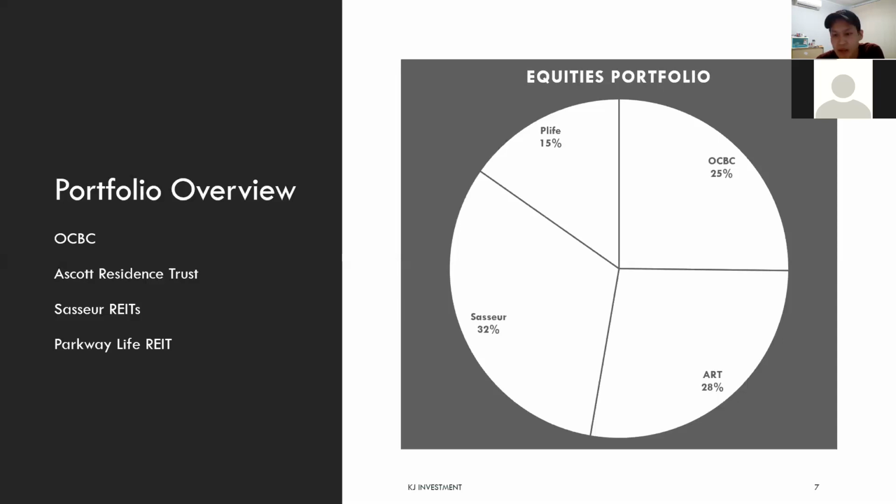Lastly will be Parkway Life. I actually decided on them due to the rising aging population within the Asia region itself. This is one reason why I decided on them, because they do own 53 different properties. Of them, 49 are nursing homes in Japan, 3 private hospitals in Singapore itself, and 1 medical outlet in Malaysia itself.